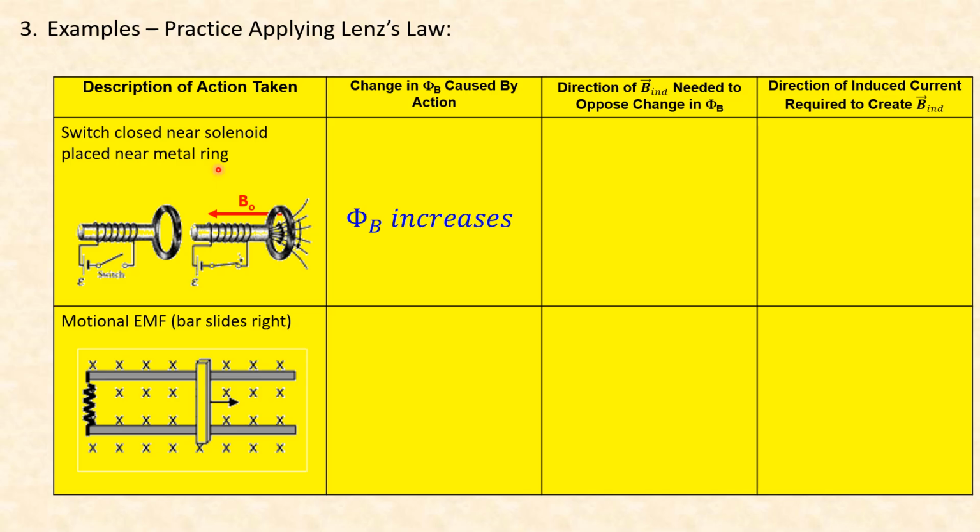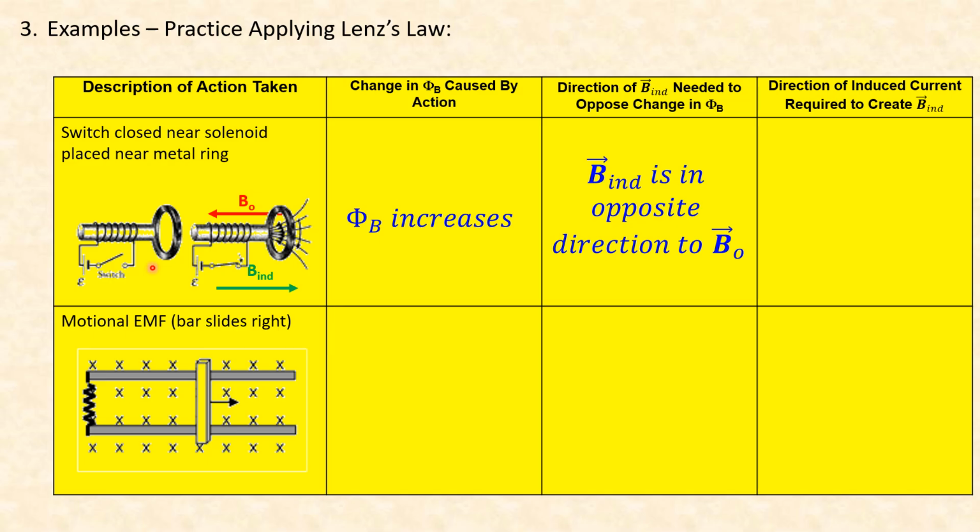According to Lenz's law, the system will respond by trying to counteract this increase in magnetic flux. How will it do that? By inducing a magnetic field which will be opposite in direction to the original magnetic field. The induced magnetic field, by being opposite in direction to the original magnetic field, will oppose this increase in magnetic flux.